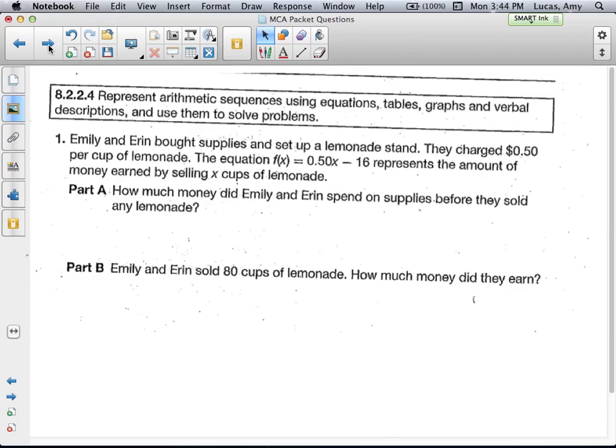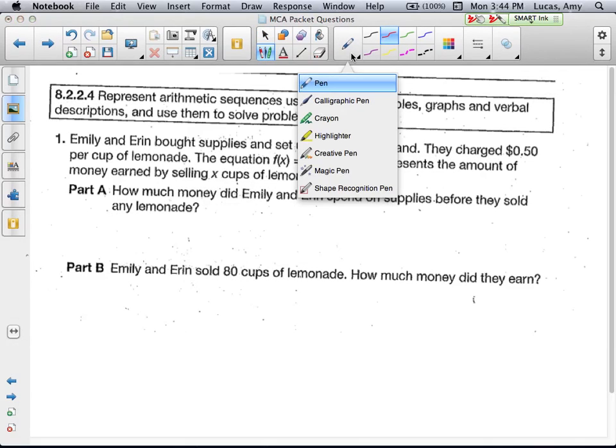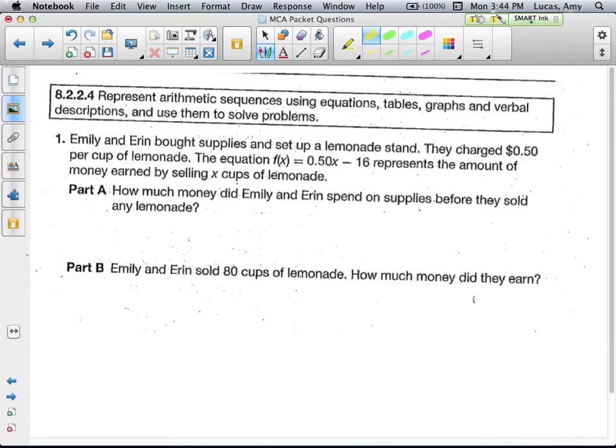The equation f of x equals 0.50x minus 16 represents the amount of money earned by selling x cups of lemonade. So, part A says, how much money did Emily and Aaron spend on supplies before they sold any lemonade? Well, if you look at your equation here, now we know that they charged 50 cents per cup of lemonade. So you see that right here in the equation. And they aren't saying anything about that minus 16.